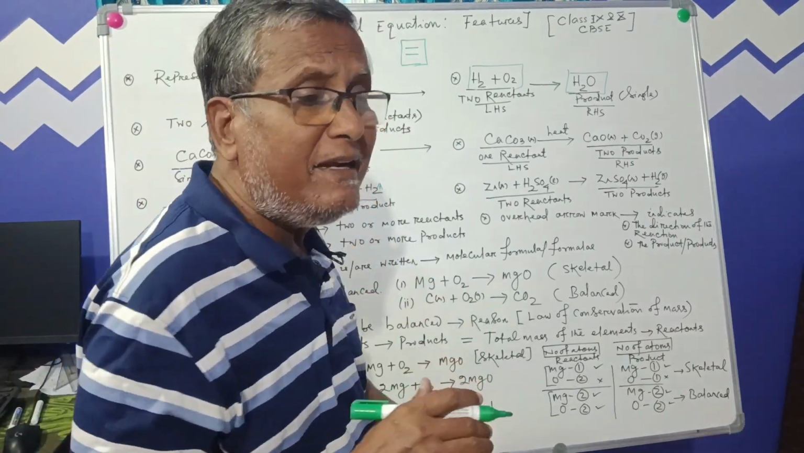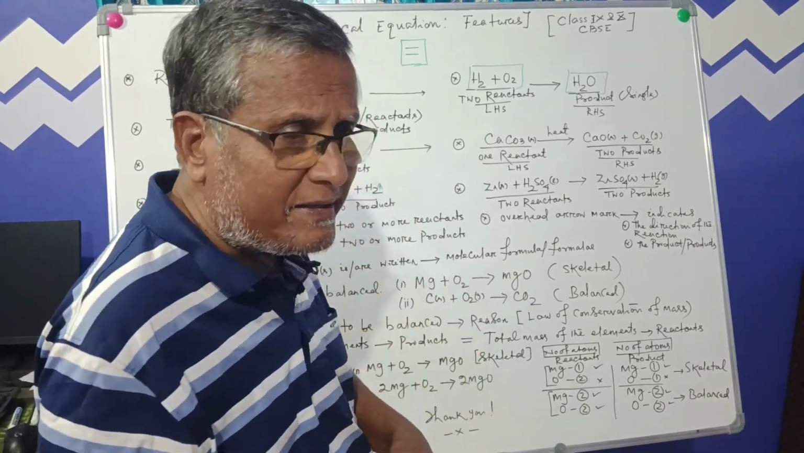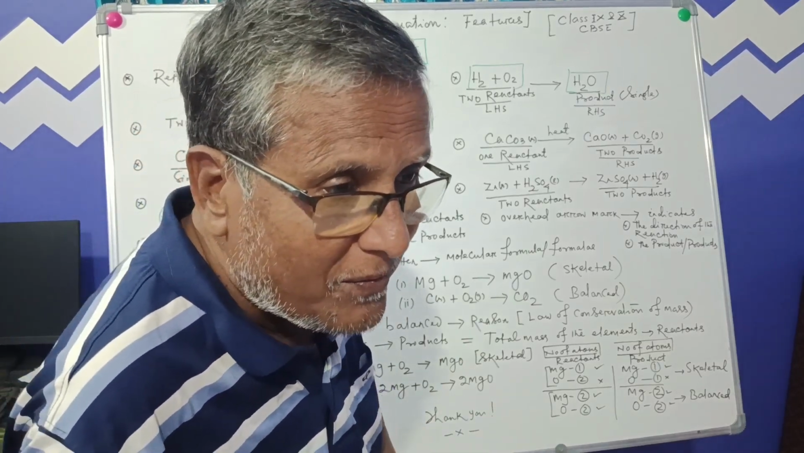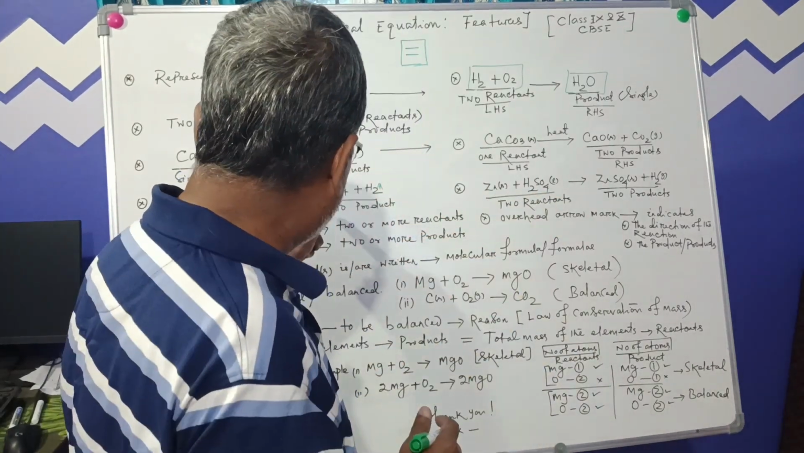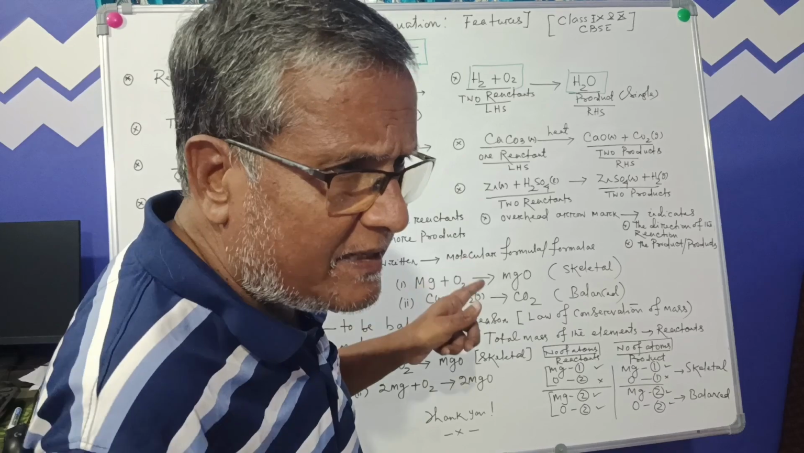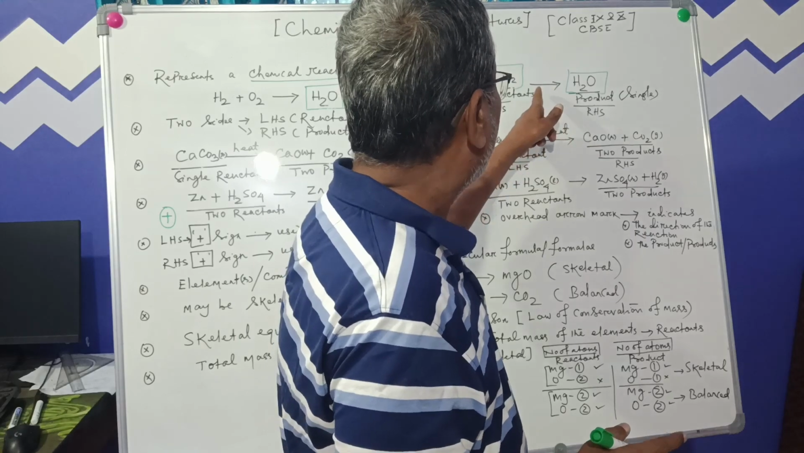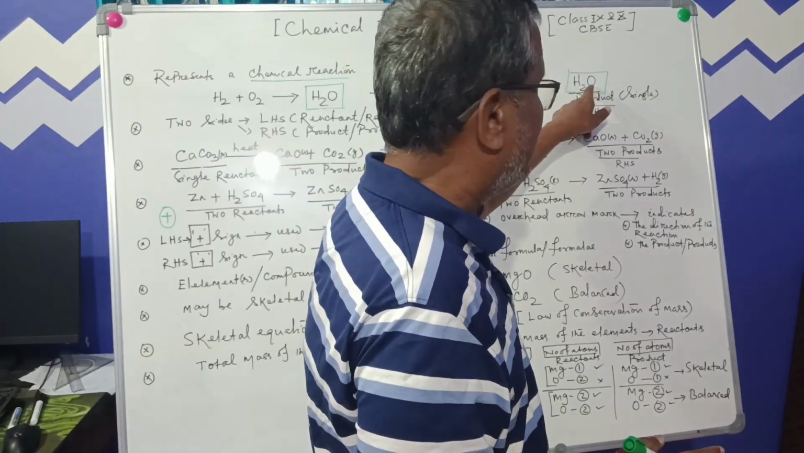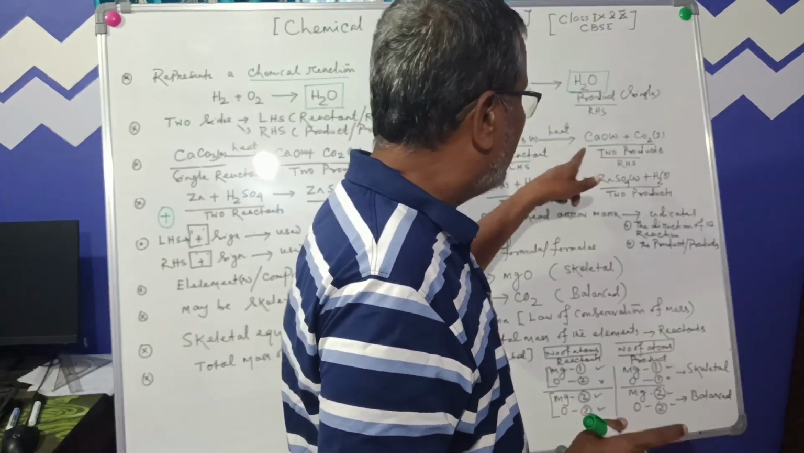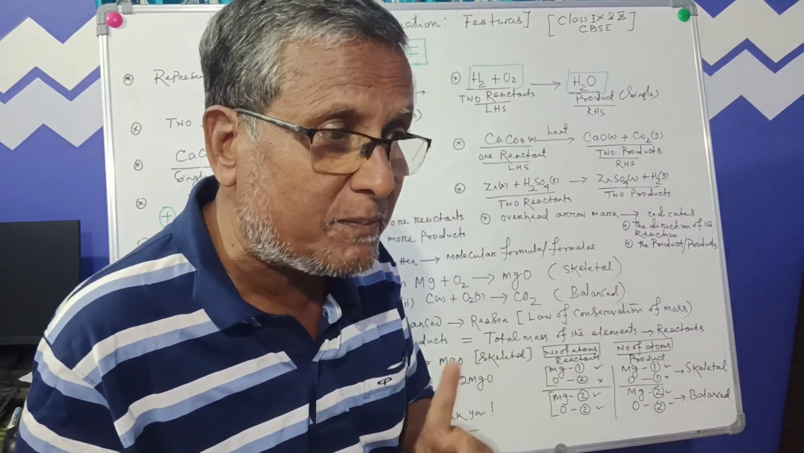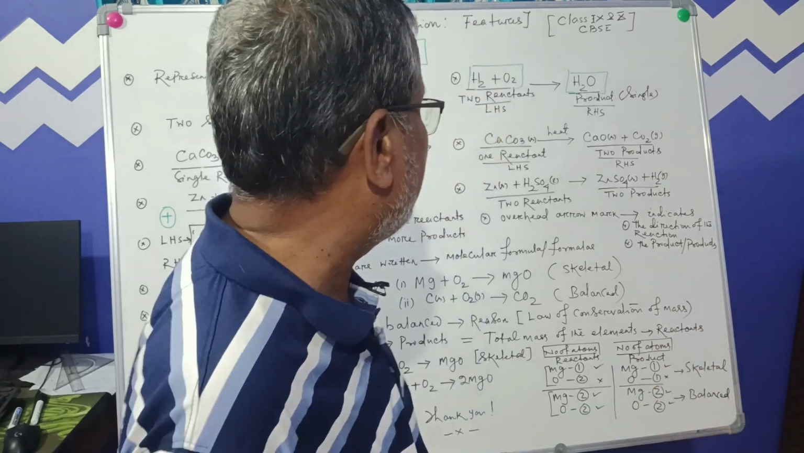So what does it indicate? What does it imply? What does it show? That arrow mark indicates the direction of the reaction. This arrow mark points to the product, and it indicates the direction of the reaction. And please be careful, this question was asked in your previous CBSE examination.